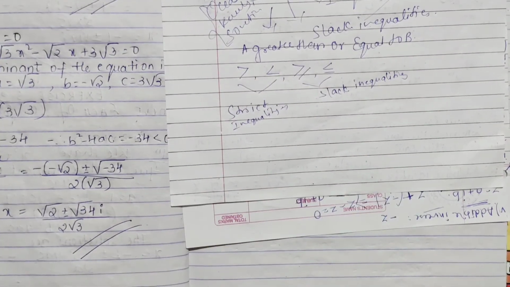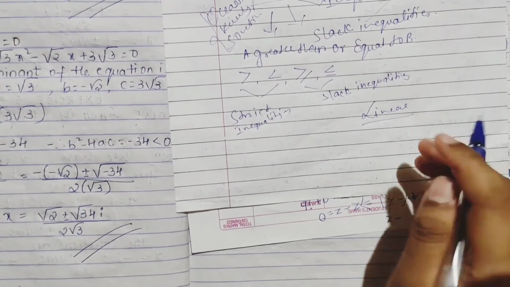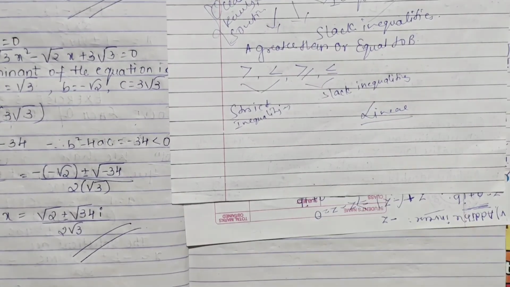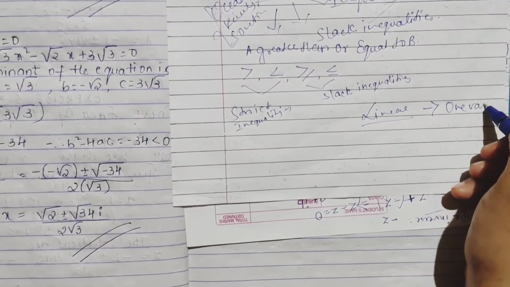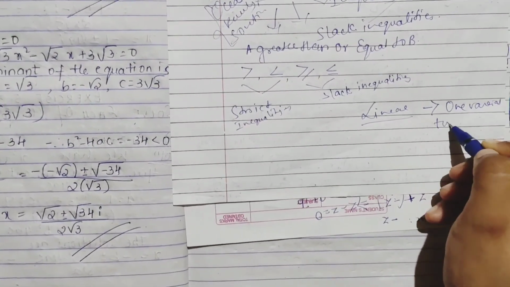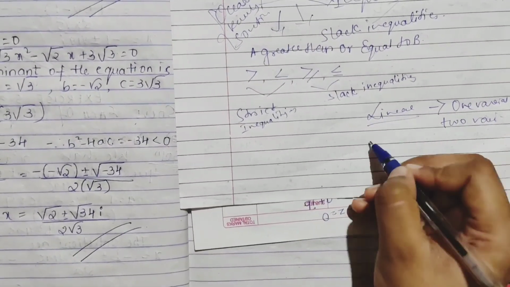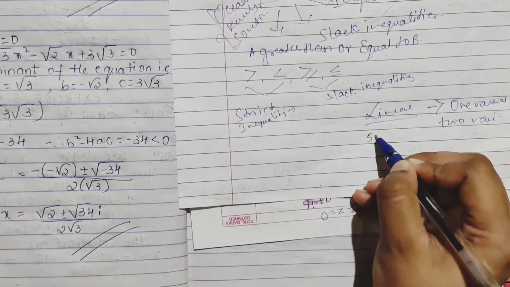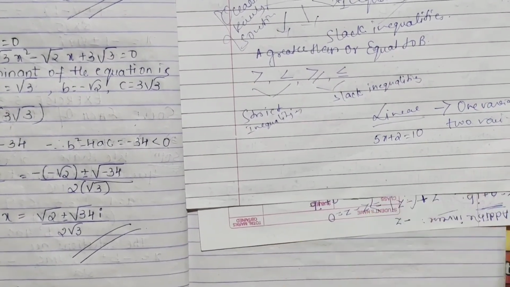Now comes the thing: linear. What is a linear inequality? Linear, you already know. Linear means having one variable or two variables, but the degree will be what? It will be 1, right? Now suppose you have 5x plus 2 equal to 10. Like this you have studied linear equations.